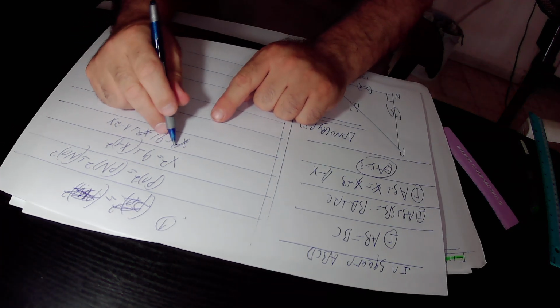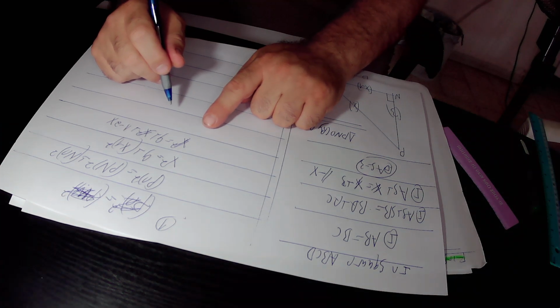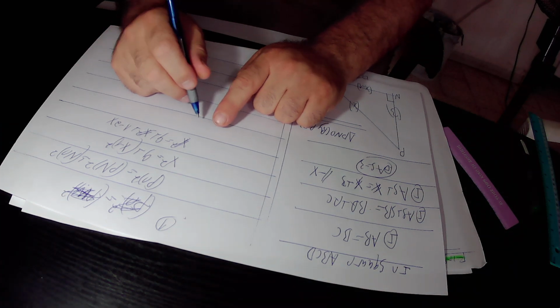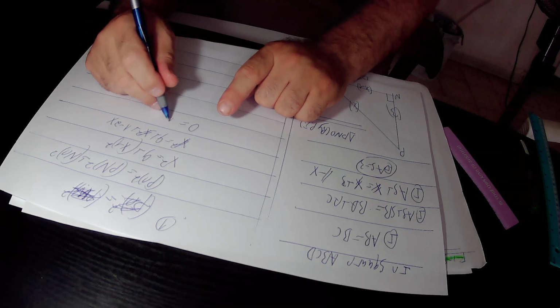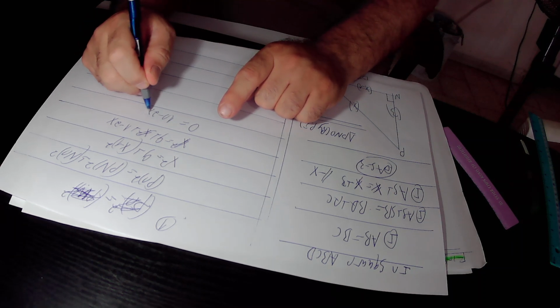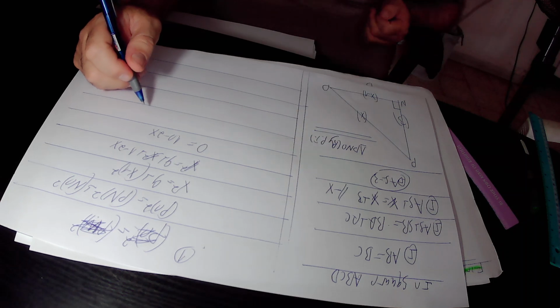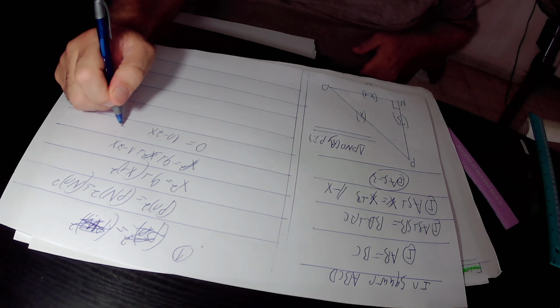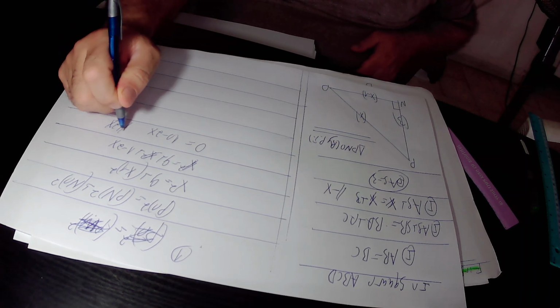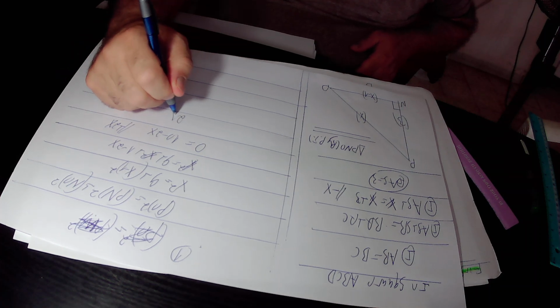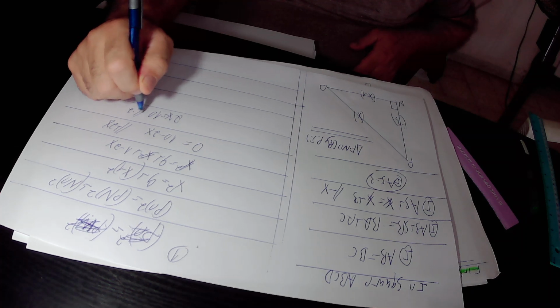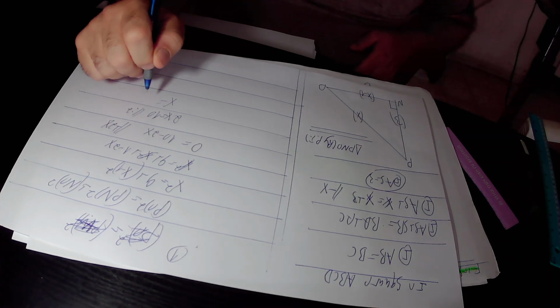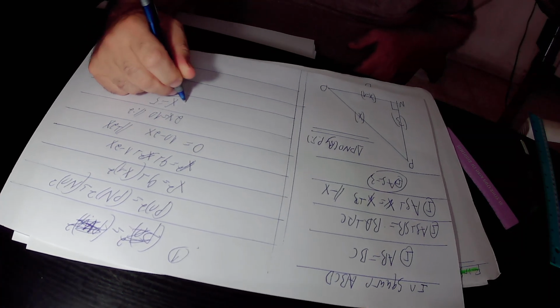After cancelling x squared, on one side of the equation we are left with nothing, that is 0. On the other side we are left with 9 plus 1, that is 10, minus 2x. So in total 0 equals 10 minus 2x. Here we add 2x to the equation, and we get 2x equals 10. Here we divide by 2, and finally get x equals 10 over 2, that is 5.